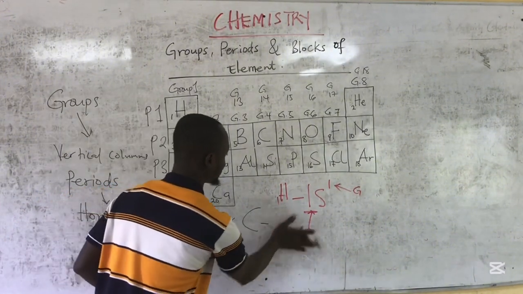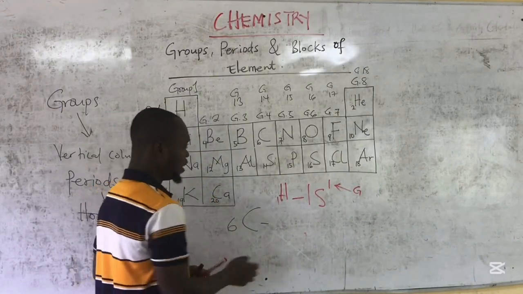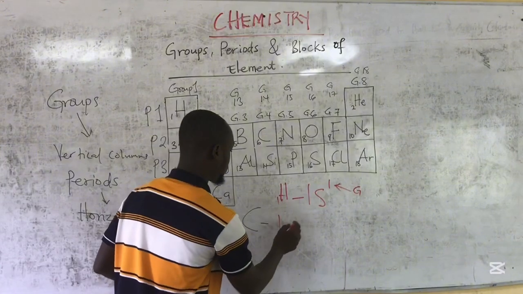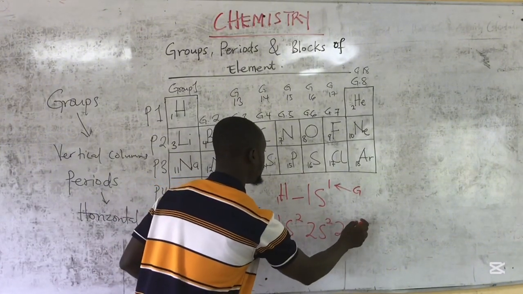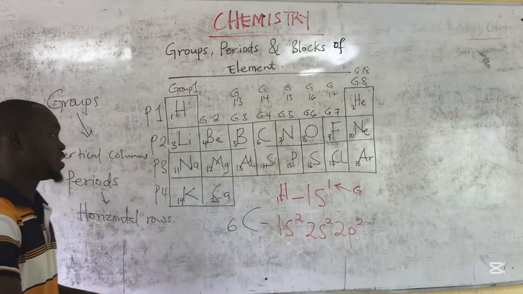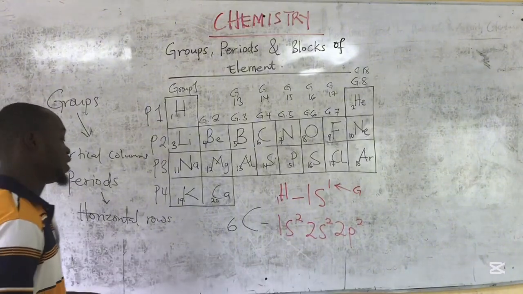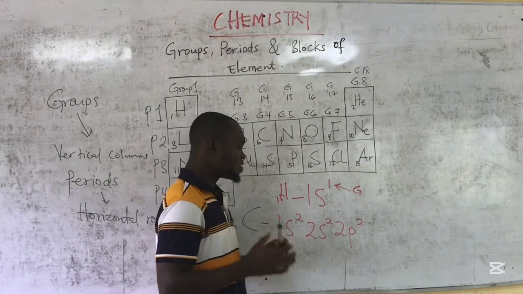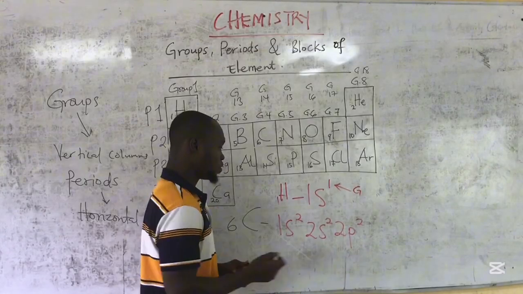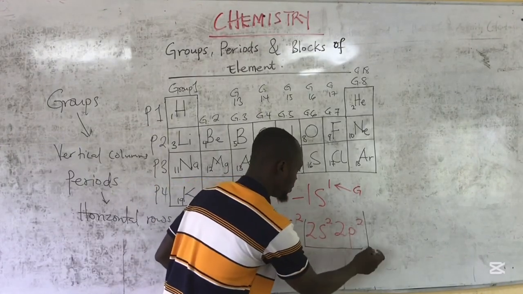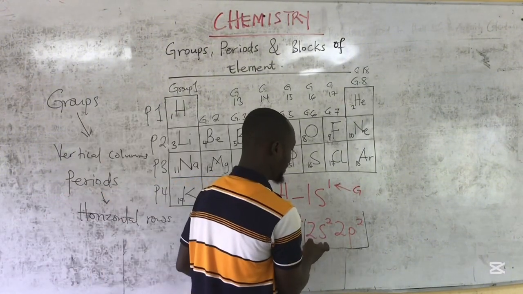Carbon is atomic number 6. Let's try the configuration. Carbon is 1s2, 2s2, 2p2. Is that okay? 1s2, 2s2, 2p2. Now, the outermost orbitals, or the outermost energy level for carbon, is the second shell, where we have the 2s and then the 2p.